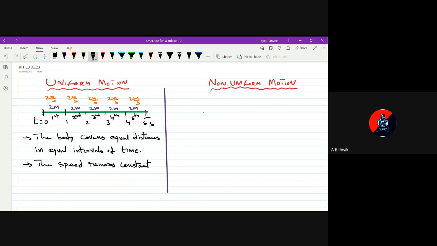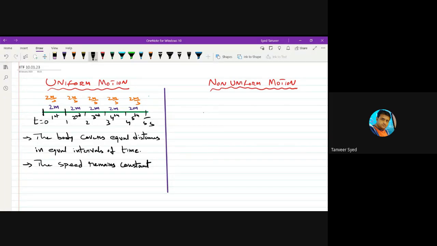Sir, only the speed has to remain constant, or can anything else be constant? Only speed. Only speed, sir. So only when speed remains constant, or when the body is moving with a constant speed, this will happen.